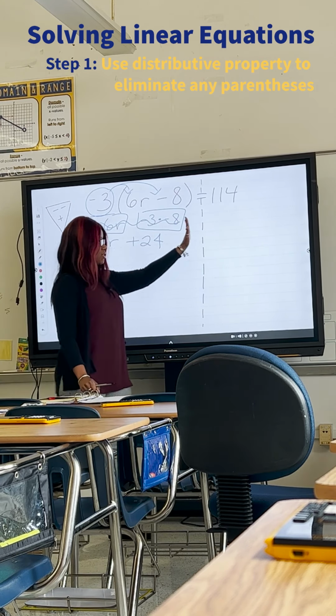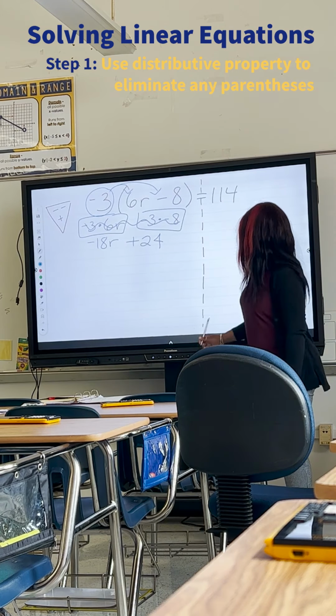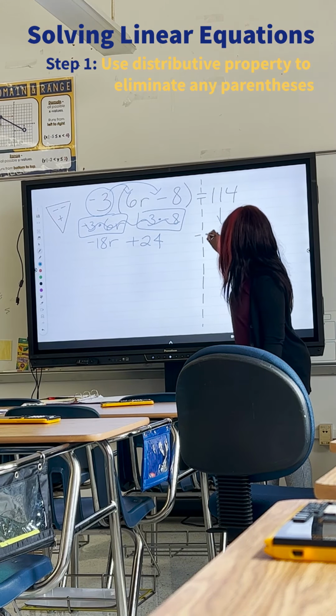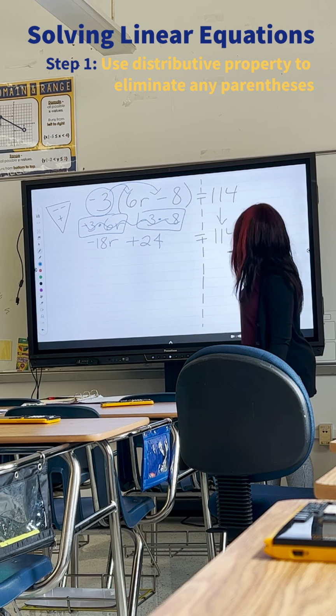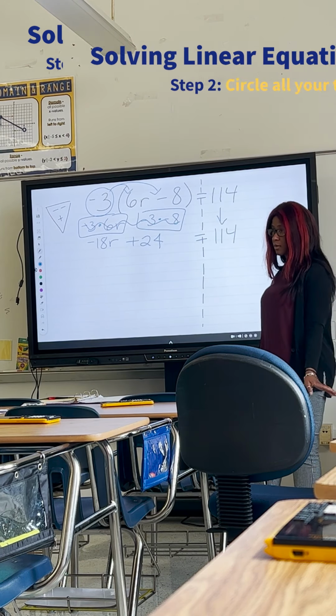Did I have parentheses on the right? No. So I'm just going to bring this down, equals 114. Step one is now complete, okay?